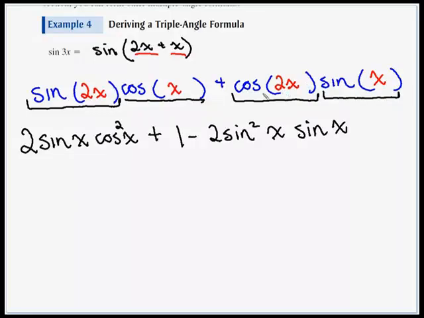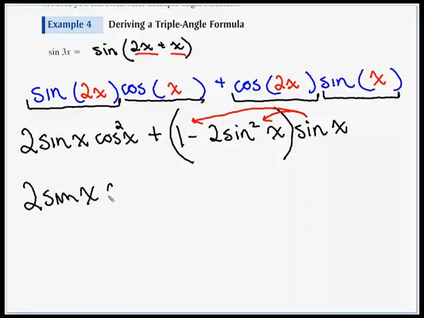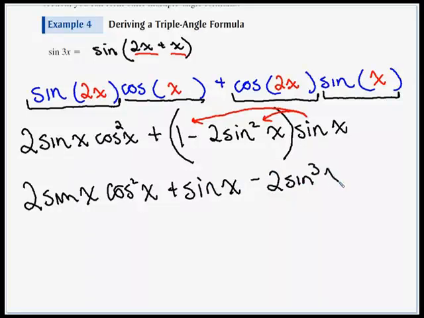And when I did replace this cos of 2x with this 1 minus 2 sine squared, I should have had that in parentheses. That is a quantity. So for our next step here, we can distribute this sine of x throughout those parentheses. So here our first term is 2 sine x cos squared x. And then when we distribute the sine x, we're going to have a plus sine x minus 2 sine to the third of x.